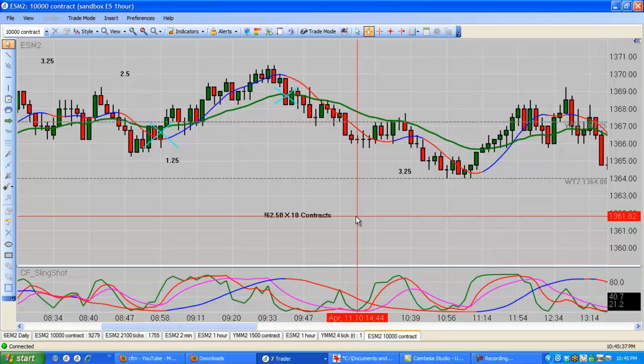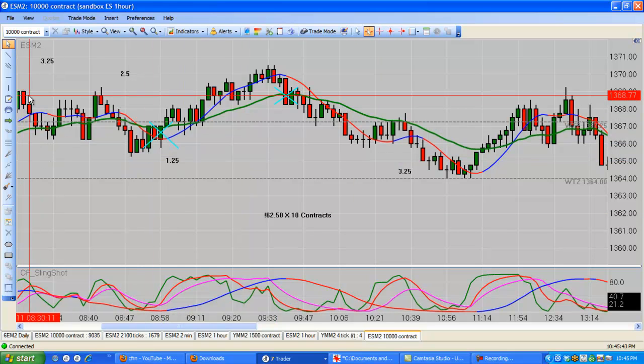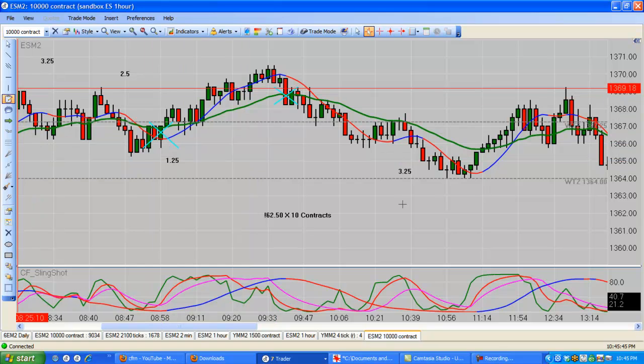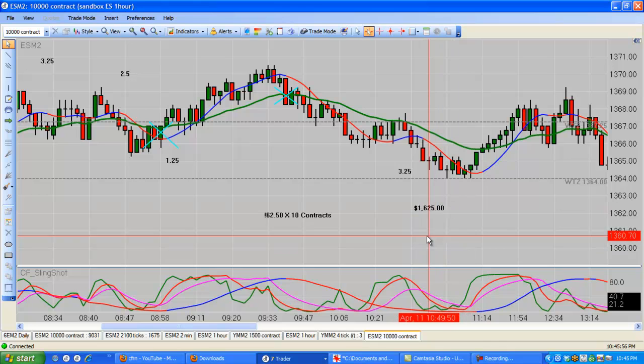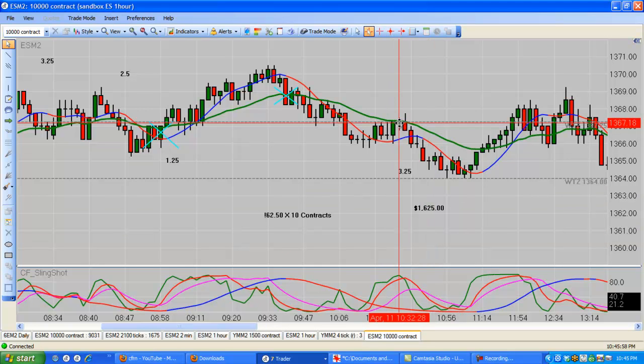162.50 times just 10 contracts. It's $1,625. Now there's no doubt about where you got in, because we know the exact entry. Our indicator tells us this is where you get in. This is the entry, this is the price.